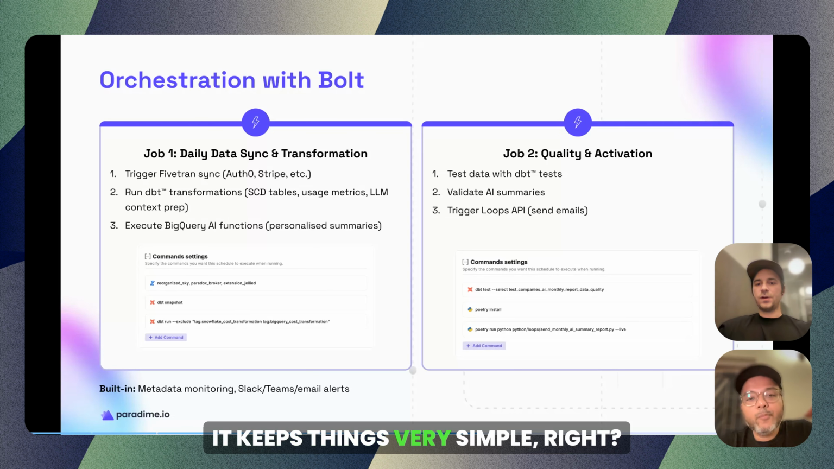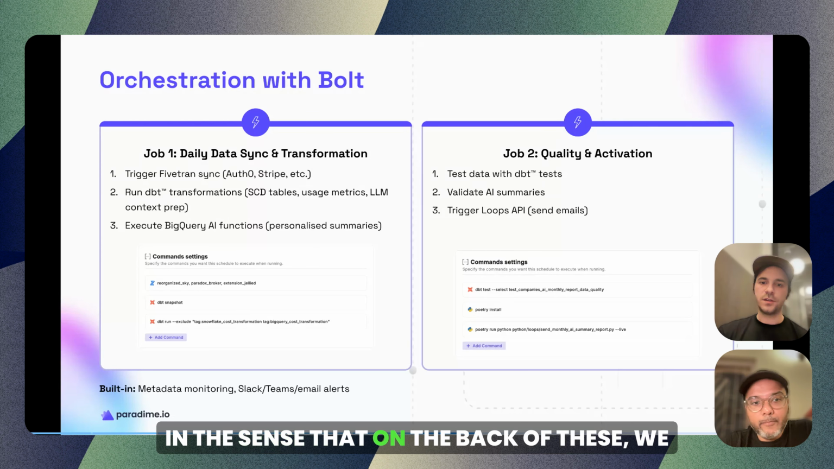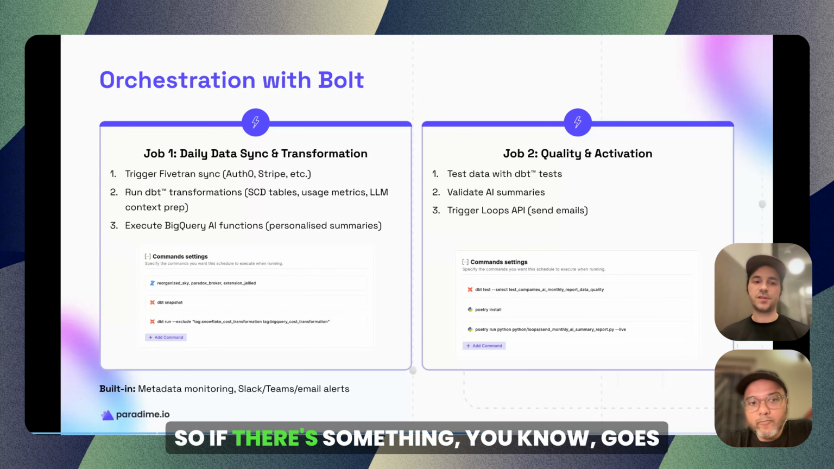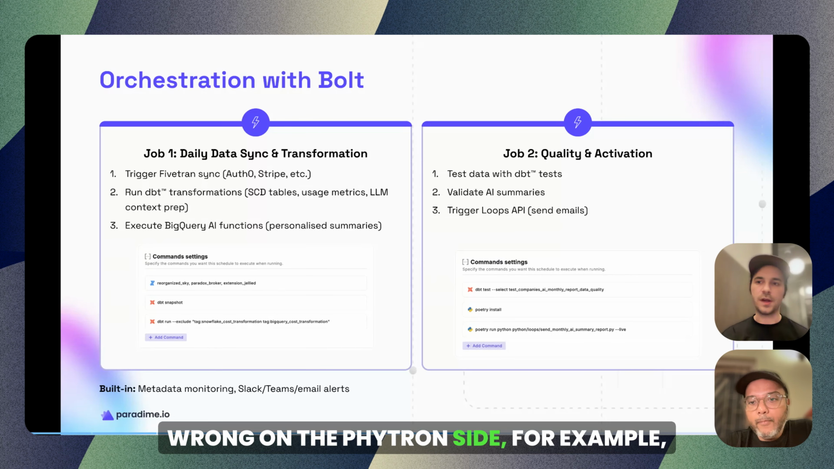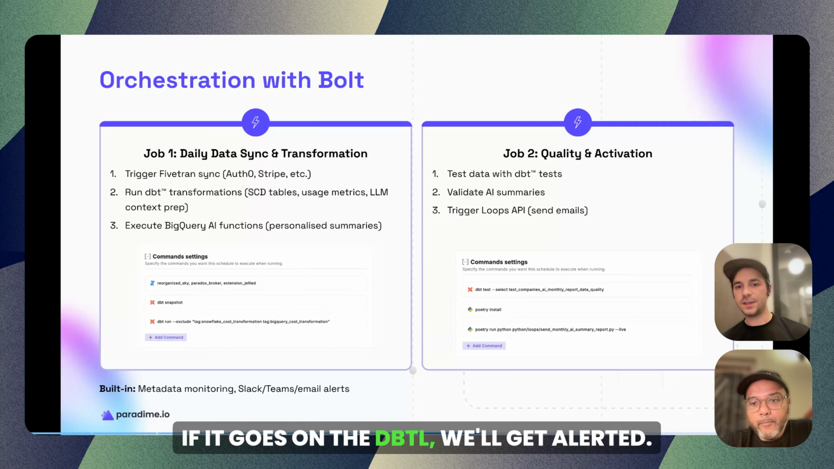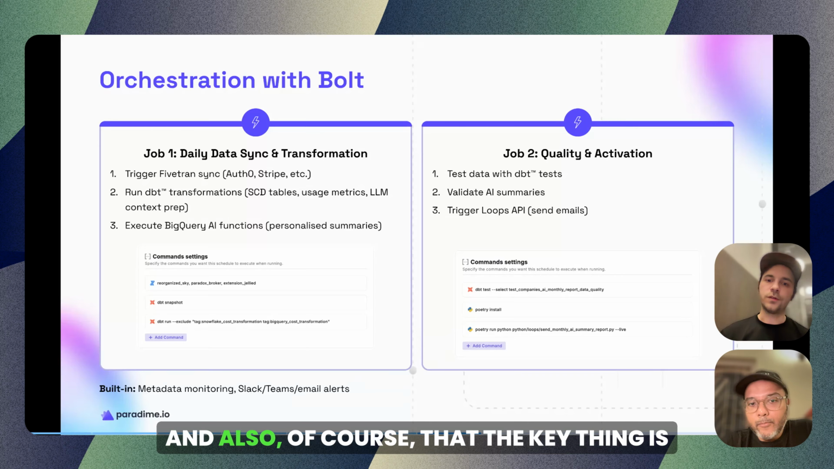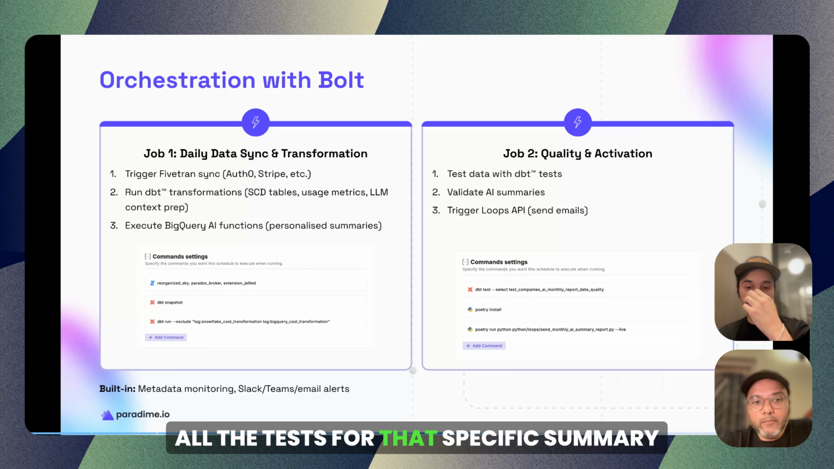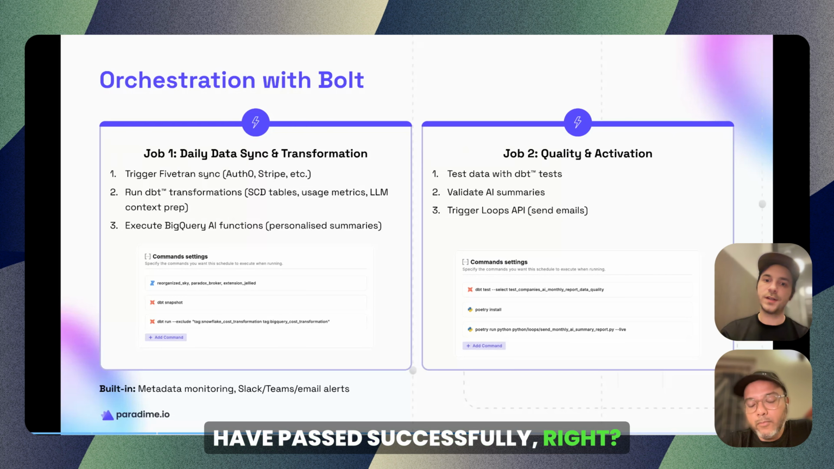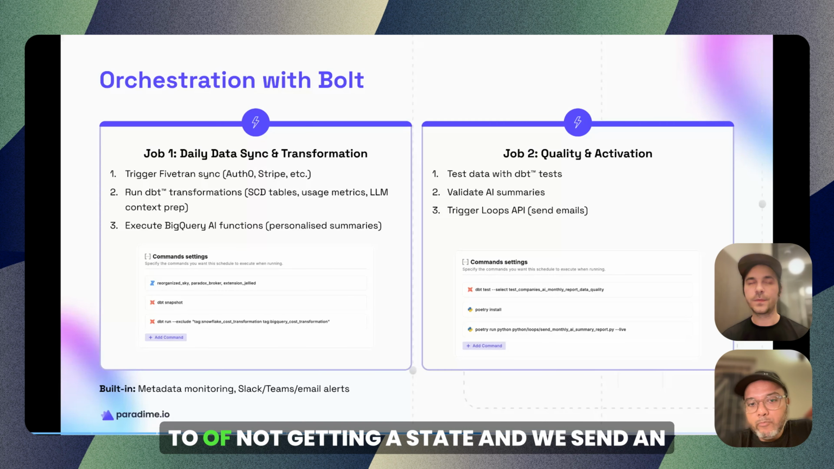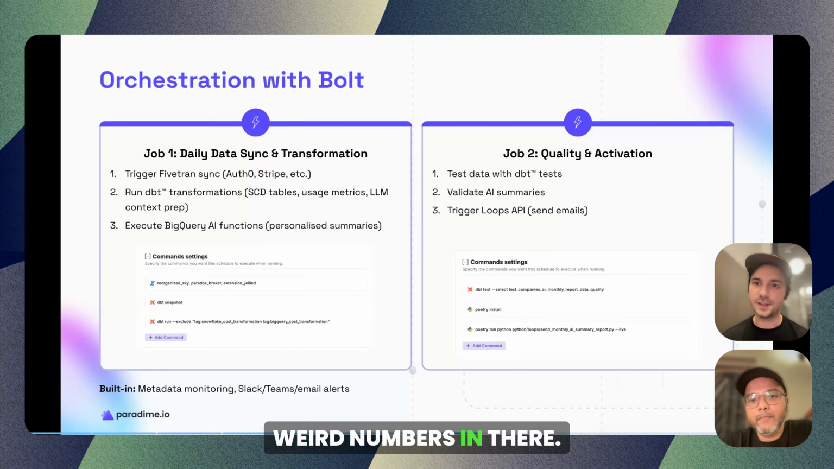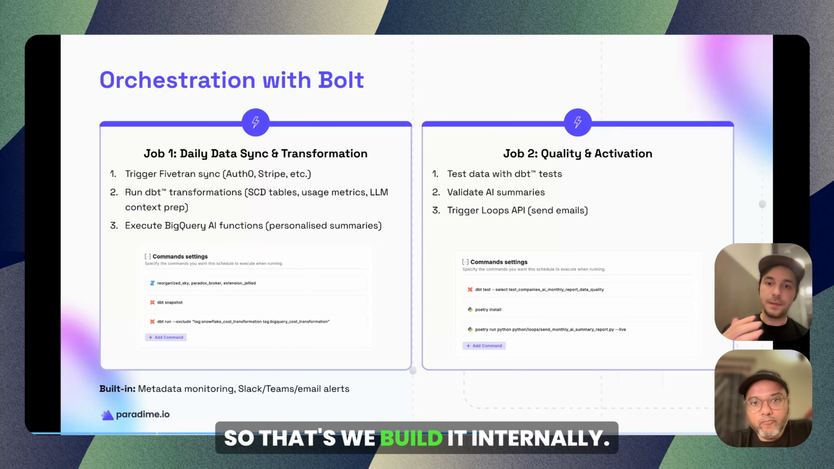Okay. And it keeps things very simple, right? In the sense that on the back of these, we get different alerts internally to us via Slack. So if something goes wrong on the Fivetran side, for example, we'll get alerted. If it goes wrong on the dbt layer, we'll get alerted. And also, of course, the key thing is that the summary cannot go out unless all the tests for that specific summary have passed successfully, right? So we avoid getting into a state where we send an email out and it's blank or there are some weird numbers in there. So that's how we build it internally.